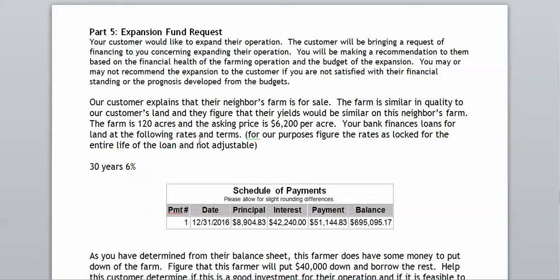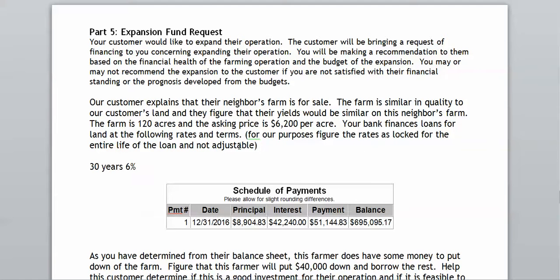Our customer explains that their neighbor's farm is for sale. The farm is similar in quality to our customer's land, and they figure that their yields on this neighbor's farm would be similar to their neighbor's. The farm is 120 acres. The asking price is $6,200 an acre. Your bank finances loans for land at the following rates and terms.